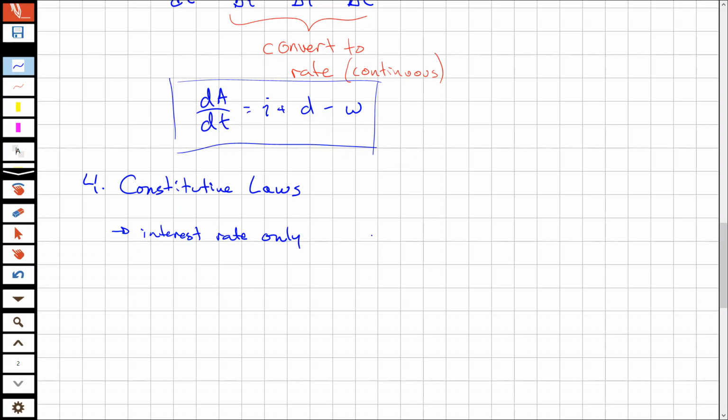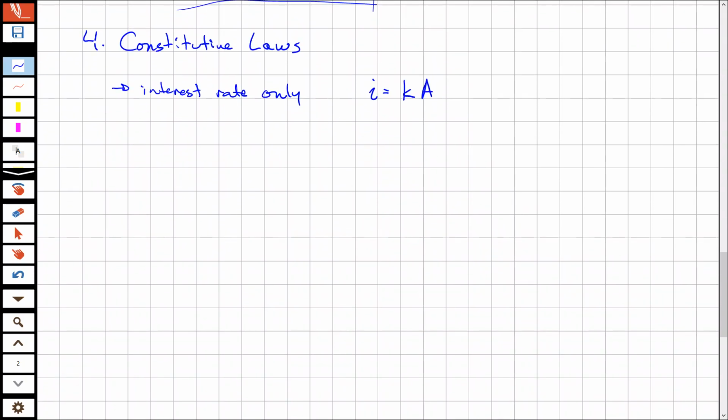And this we'll call, so I is going to be some constant k times A, A being the current balance in there, and k being our interest rate. So for example, let's say 4%, I think is what we said, per annum.